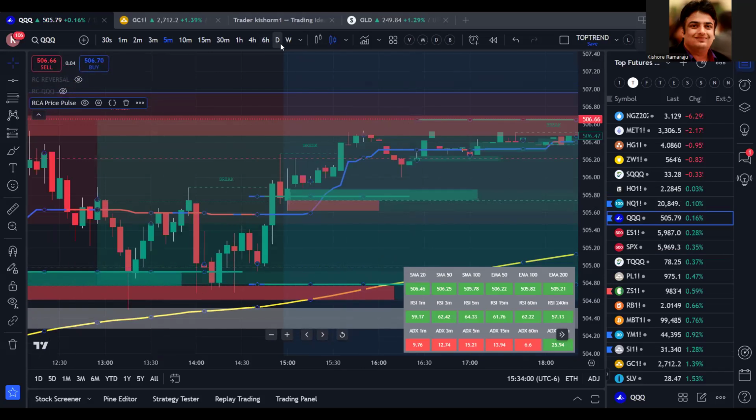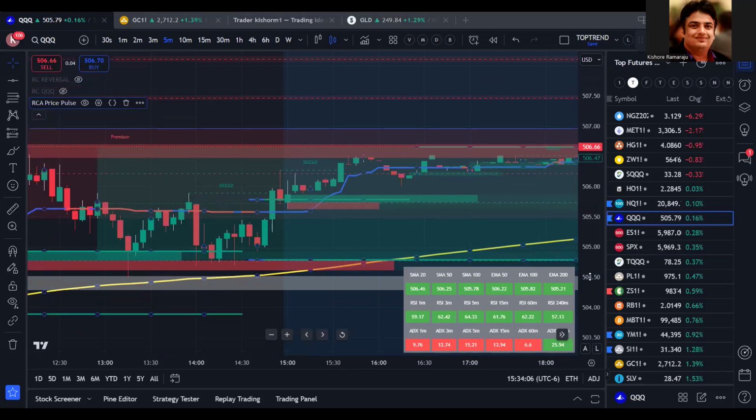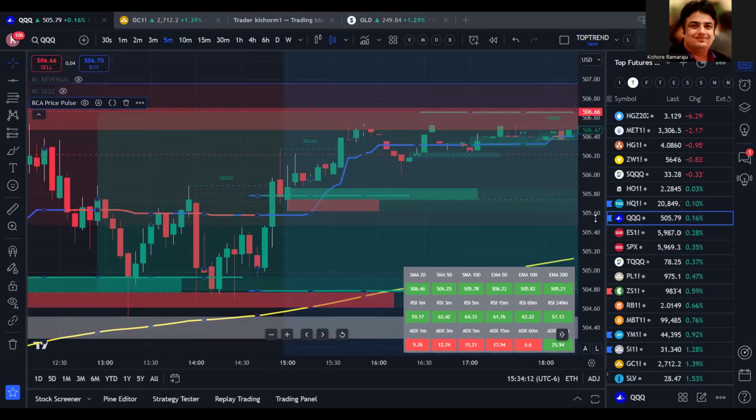But if you look at a higher time frame and you see that the higher time frame is looking bullish, you can mainly focus on the bull puts. If your higher time frame is bearish, you can mainly focus on the bear call spreads.